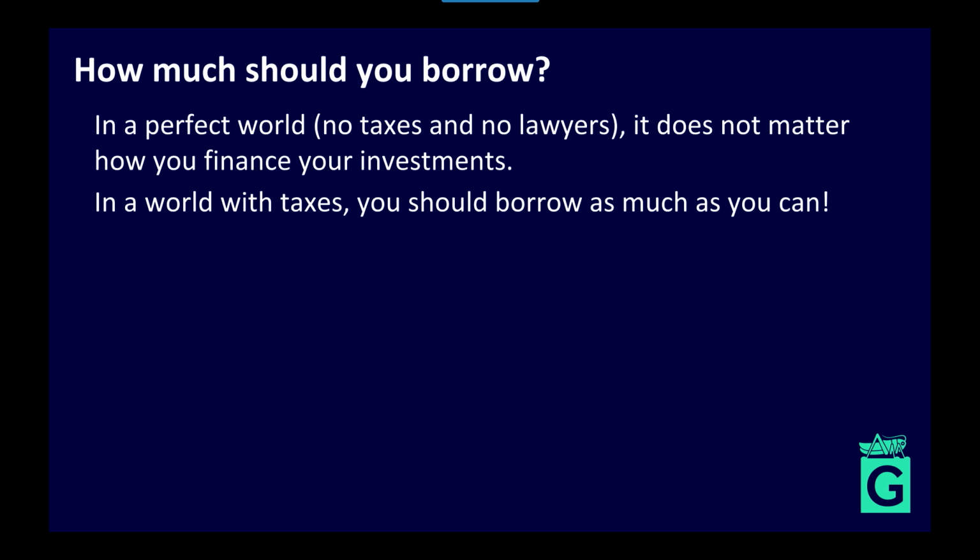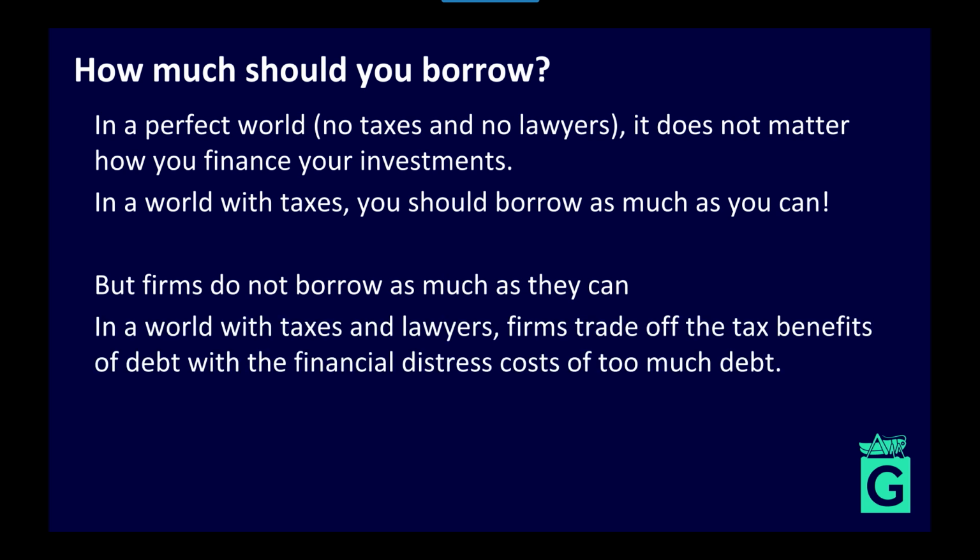It's the same thing regardless. In a world with taxes, you should borrow as much as you can, but in reality, we know that firms don't borrow as much as they can. So the idea was, if you have a world with taxes, with lawyers, with governments, firms balance the benefits of debt they get from reducing the taxes they pay with the financial distress cost of taking too much debt, and there's an optimal capital structure.